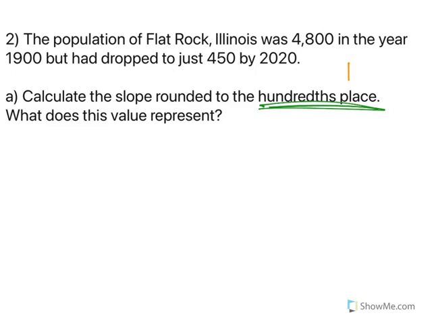Anytime you're given time, time is going to be your x value because time is independent. We don't impact time. Time impacts us. Ooh, that was real deep. Whatever. Okay, so 4,800 in 1900. That's my earliest year. So I'm going to say that 1900 means x equals 0.